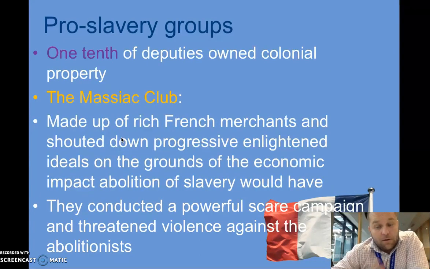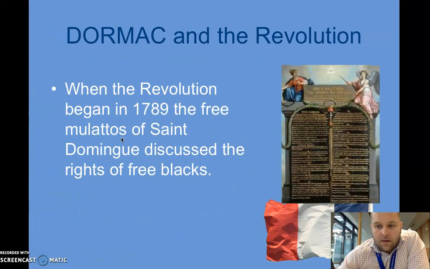Which is quite interesting because we'll find out about that later on. But the other thing we need to take into account is that one tenth of the deputies actually owned colonial property, and many of them owned slaves themselves. And if you have a valuable economic resource, it's kind of hard, as we see in history, for people to give this up willingly. Nonetheless, let's now turn our attention to Saint-Domingue and the French Revolution.